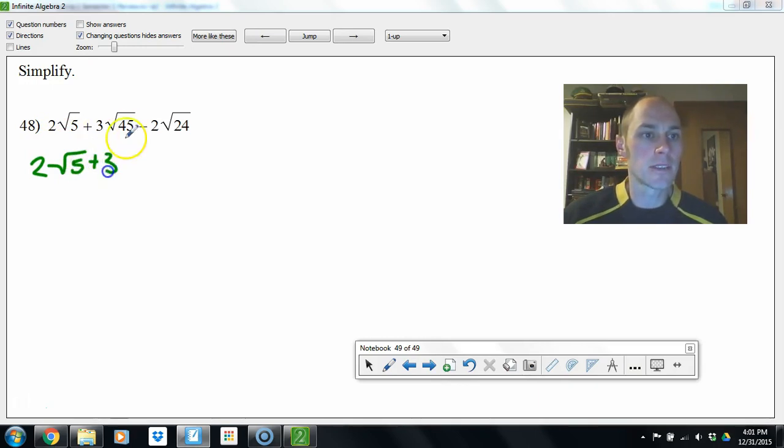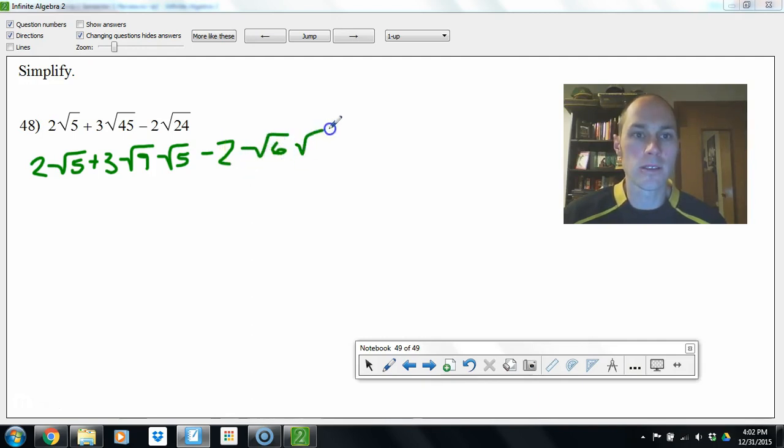Plus 3 times square root of 45, I can break into 9 times 5. So square root of 9 times square root of 5. And minus 2 times square root of 24. 24, if I think of perfect squares, 24 is 8 times 3. Neither of those is perfect. 12 times 2, neither of those is. 6 and 4, 4 is, so let's break it into those. Anytime I can break it into perfect squares, it makes it easier to simplify.